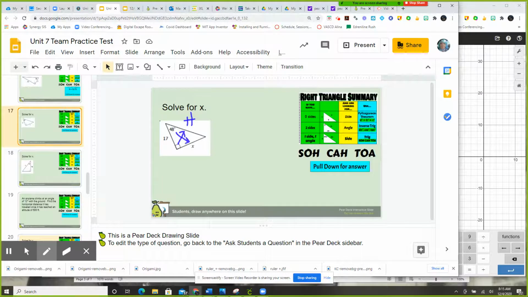Exactly. So my H is my hypotenuse, my O is my X, and then my A, that's always the hardest one to see, that's the 17. So I've got X, which is the O, and I've got 17, that's A. I don't have the H. So what am I going to use?